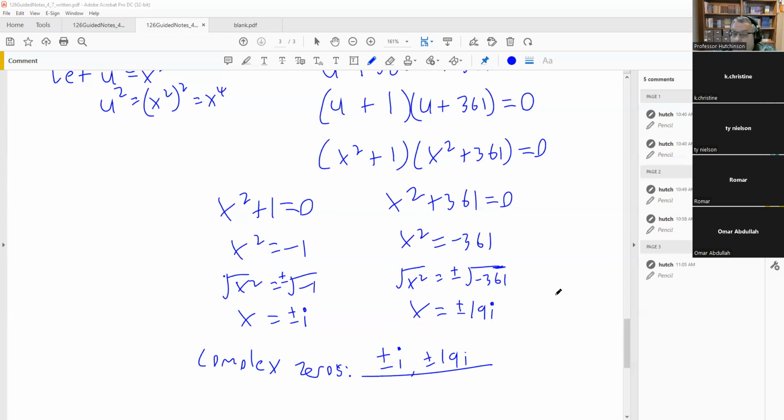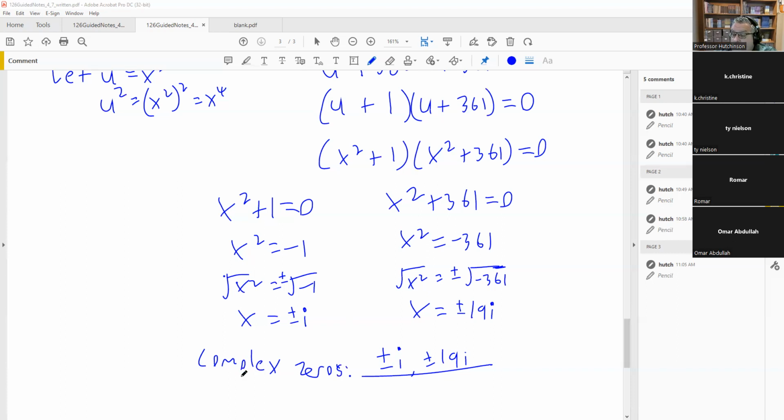Okay. And I think in this one, it just says to separate your answers with commas. So when you put these into the homework, it's just going to be i, negative i, 19i, negative 19i. You'll have to just put those all in with parentheses there. Okay, so that's how you'll do that. Okay, now that's the first part of it.